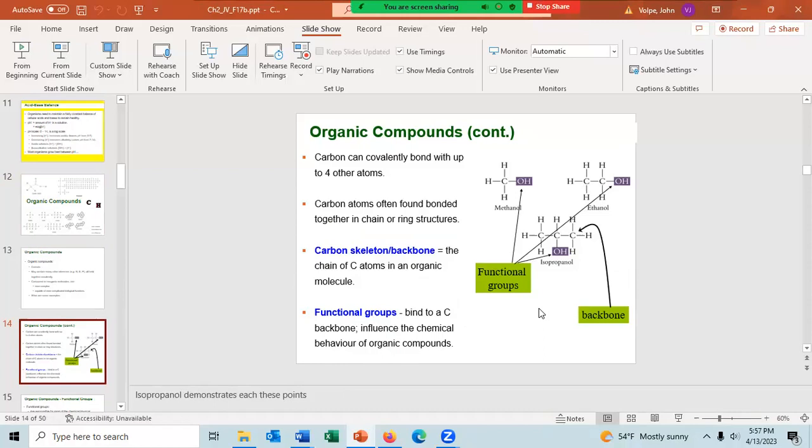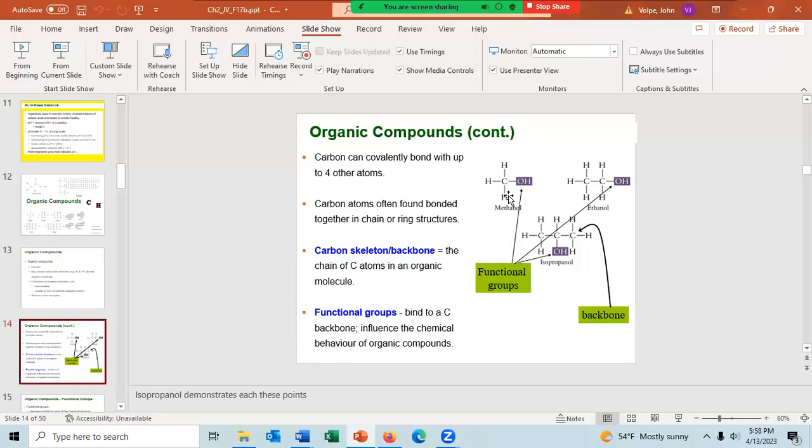Organic compounds can have functional groups that bind to a carbon, and the functional group gives the molecule different properties, different behaviors than the molecule without that functional group. Like methane is a molecule that does not dissolve in water. Methanol, which has the functional group OH, can dissolve in water. Methane is a gas and methanol is a liquid, at least at standard room temperature and pressure.